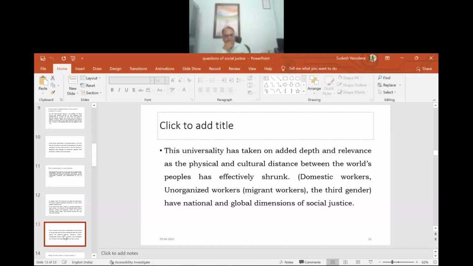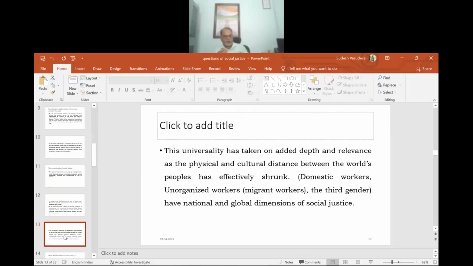As I said, if you consider the human being as the central point of social justice, obviously, this universality has taken an added depth and relevance as the physical and cultural distance between the world's people has effectively shrunk. Technology. Thoughts are flying through technology. Ideas are flying through technology. So the distance has shrunk, and therefore the universality becomes the center point of discussion of social justice.